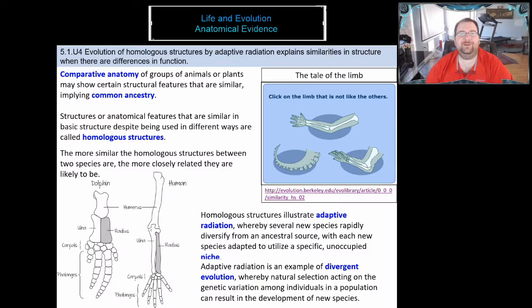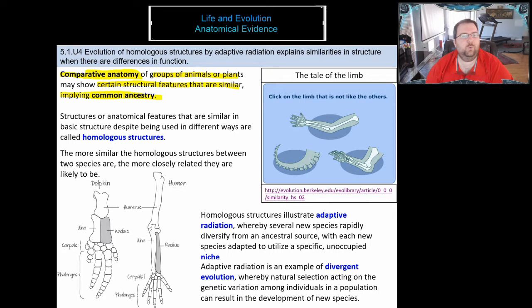Today we're going to be looking at the evidence for evolution. In particular, we're going to be focusing in on comparative anatomy. So this is an interesting topic. What we're doing with comparative anatomy is comparing the anatomy, physiology, or morphology of different groups of animals or plants. And what we're looking for is certain structural features that are similar in those different groups. If we find similar structures, it may imply common ancestry, and common ancestry means that they may have had an evolutionary ancestor in common.